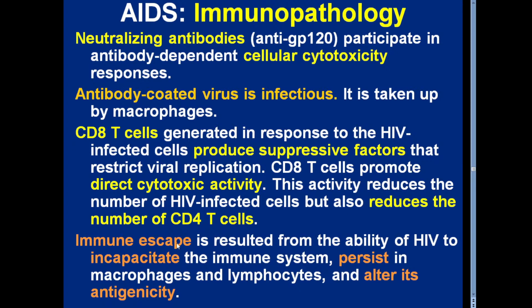What about immunopathology? Why can the immune system not eliminate these viruses? Neutralizing antibody produced against glycoprotein 120 participates in antibody-dependent cellular cytotoxicity. Antibody-coated viruses in infections can be taken up by macrophages. That's why, as I said, antibody is not effective.